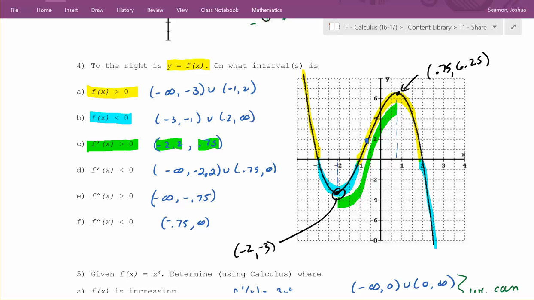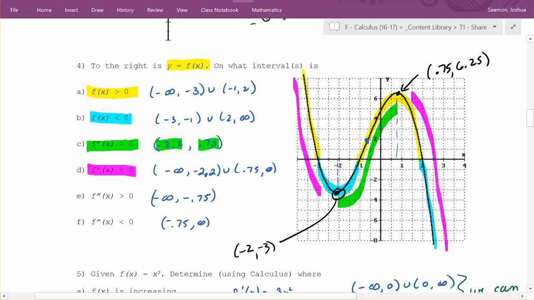So what about everywhere else? The derivative is either 0, positive, or negative. So you know it's 0 at the highest and lowest point. So everywhere else it has to be what? Negative. So you know the derivative is negative right here. There's where the derivative is negative.